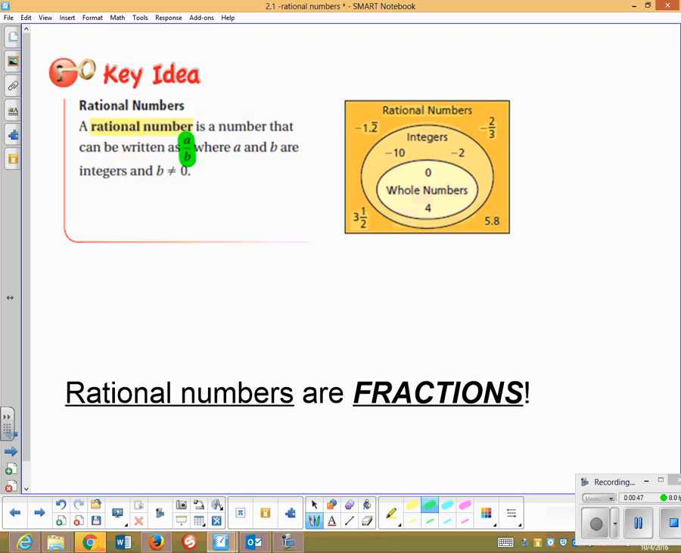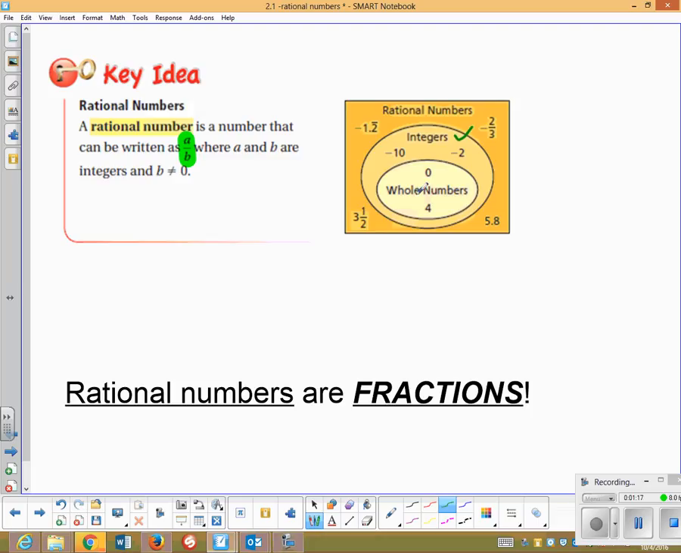I have here this chart I would like you to copy down. It's saying that in this box, anything you see here, that's a rational number. So an integer is a rational number. As a reminder, an integer is either a negative or positive number. In this case, they have two negatives. Also, a whole number is a rational number.